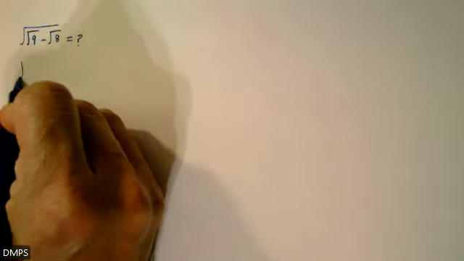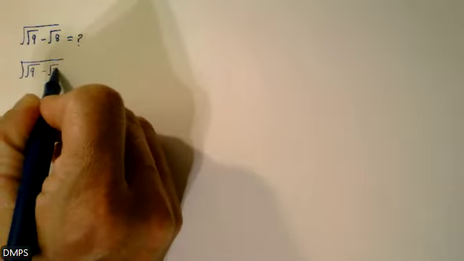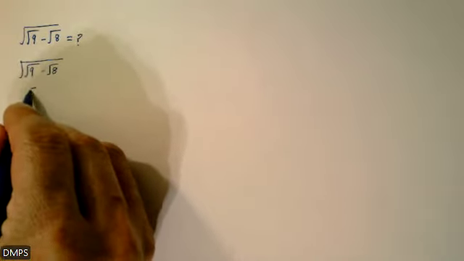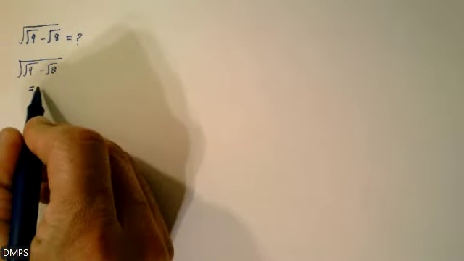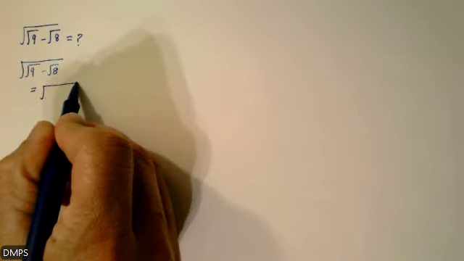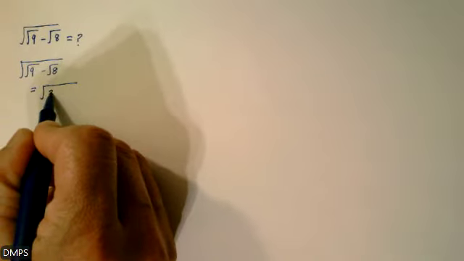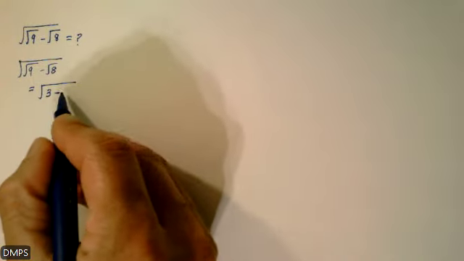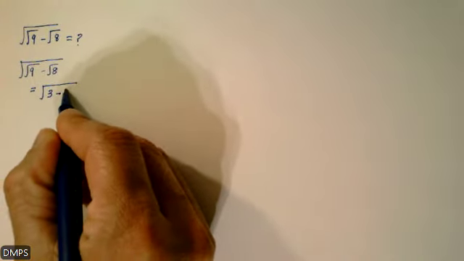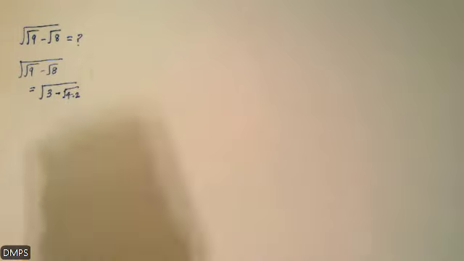Let's consider this square root of 9 minus square root of 8. Now, we can write this as square root of 9, which we know is simply 3. And the square root of 8 is simply the square root of 4 times 2. So we can substitute 4 times 2 for 8 inside.